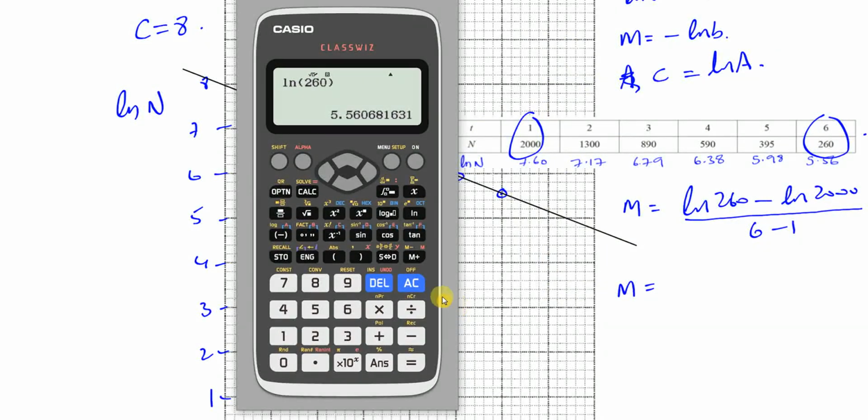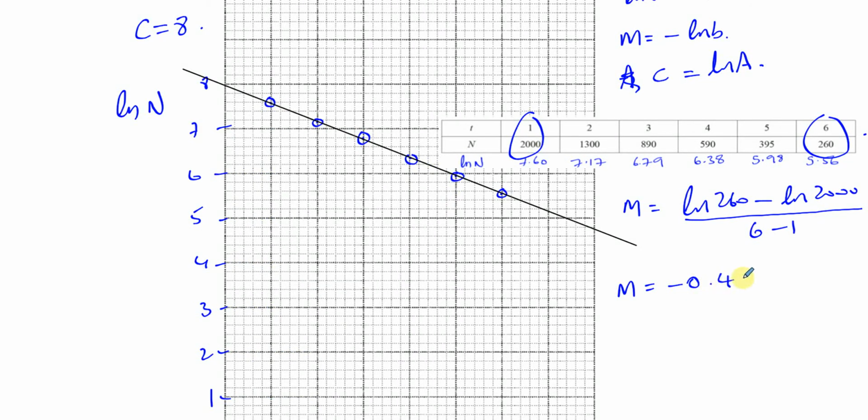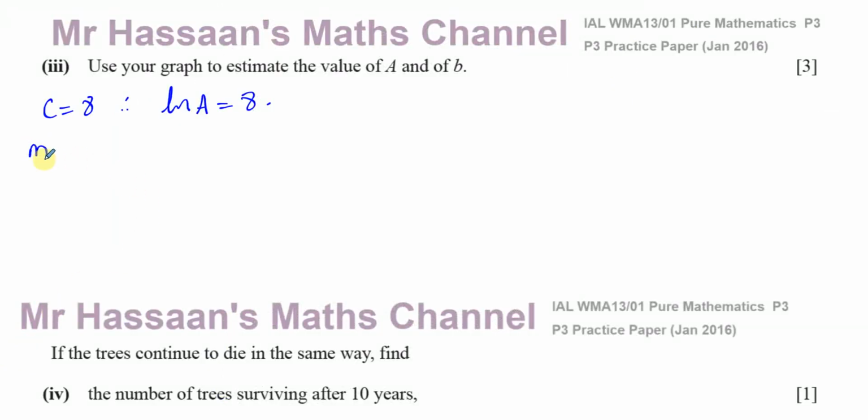So ln of 260, it's already there, but I'll just do it again. The ln of 260 minus the ln of 2000, divided by 5, that's 6 minus 1. That gives me negative 0.408. Okay, that's the gradient. So we can say that the gradient is equal to minus 0.408. So we can therefore say that minus ln b is equal to minus 0.408. Now I can use this to find the values of a and b.